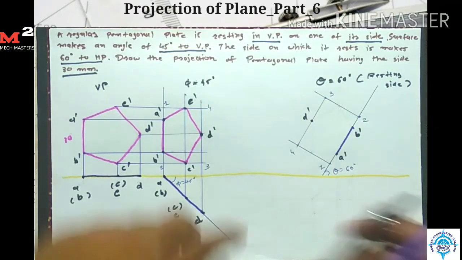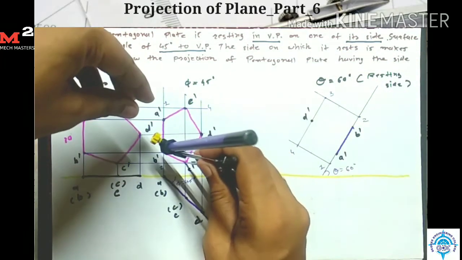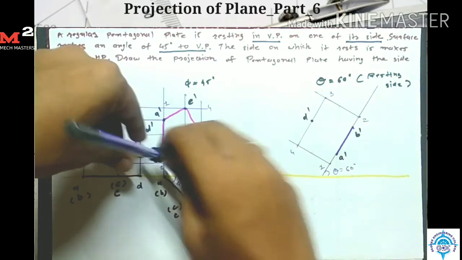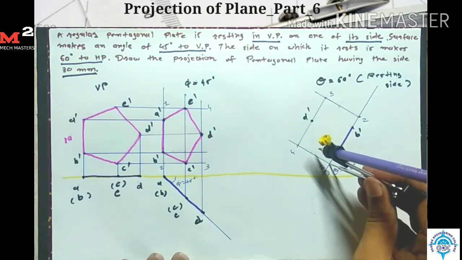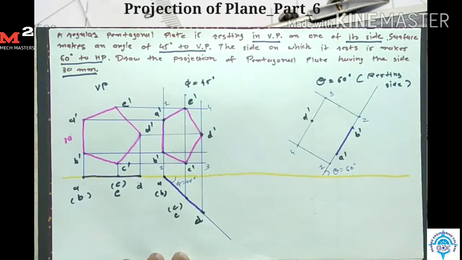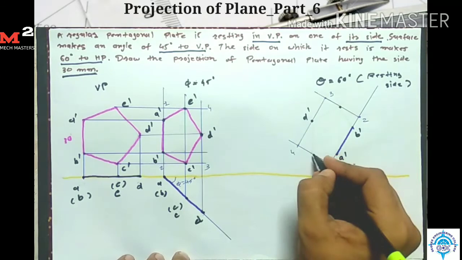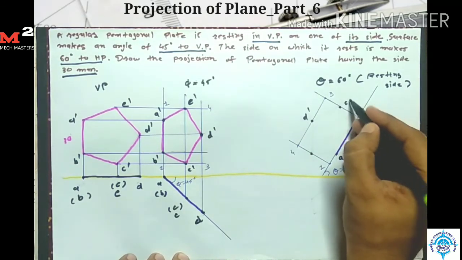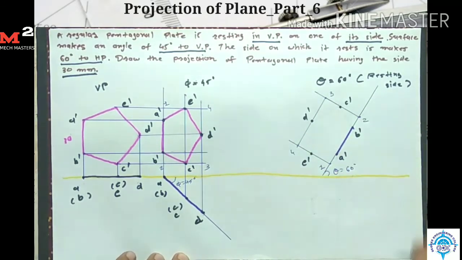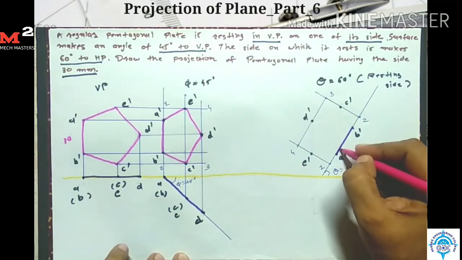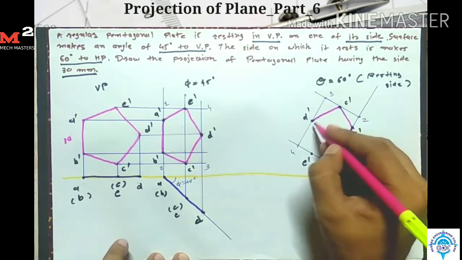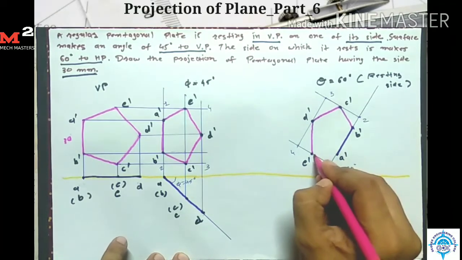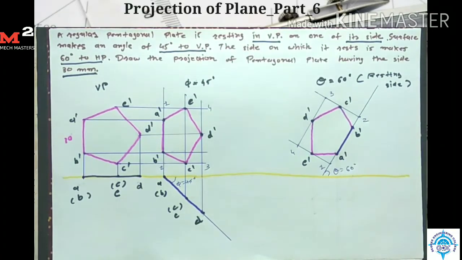Okay, now for point C dash I take the distance of C dash to 2. Now I take 2 as a center and draw one arc here. Now I take 1 as a center and draw one arc here. Okay, so I get one point here and one point here. Here I get my point C dash and here I get my point E dash. Okay, so after joining these points A dash, B dash, B dash, C dash, C dash, D dash, D dash, E dash, and E dash, A dash, I get my front view.